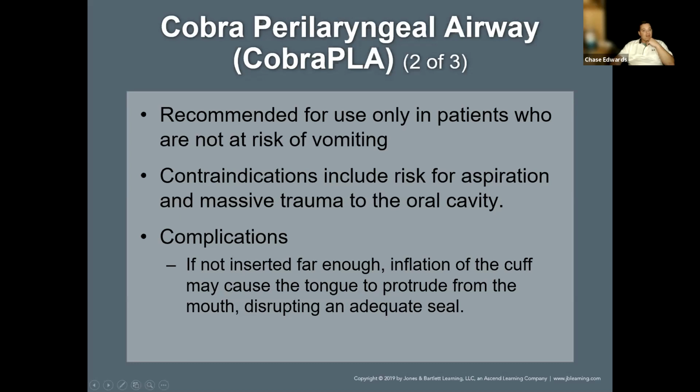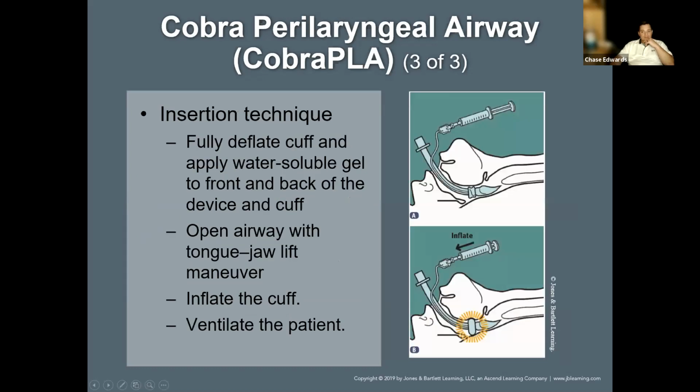And you got to make sure you have the proper size as well. There's some techniques on insertion. Relatively easy.